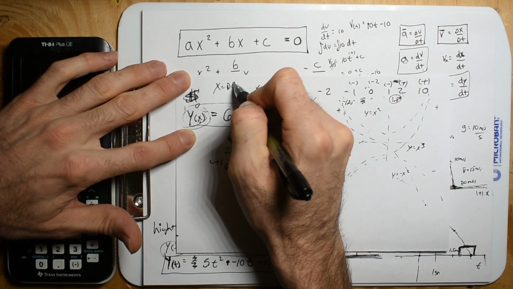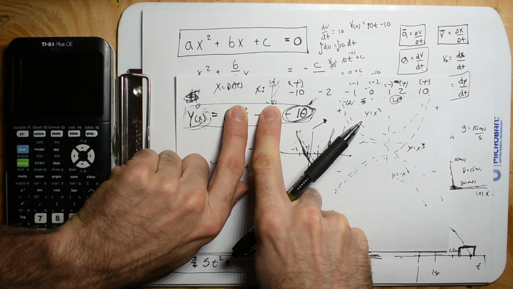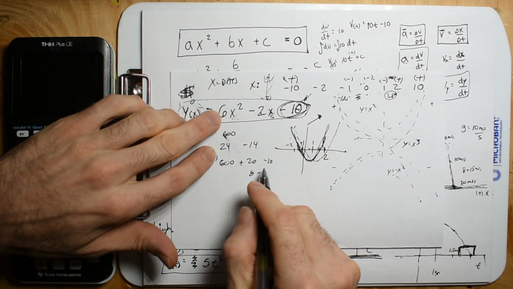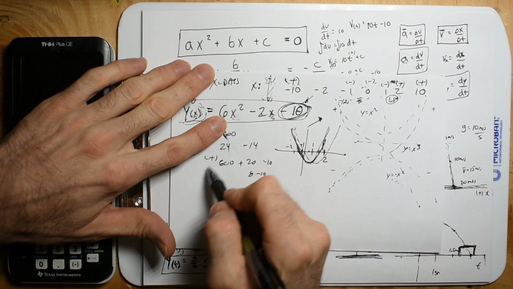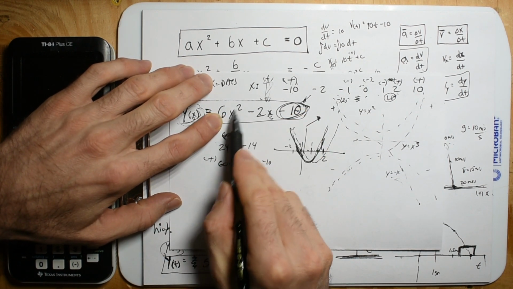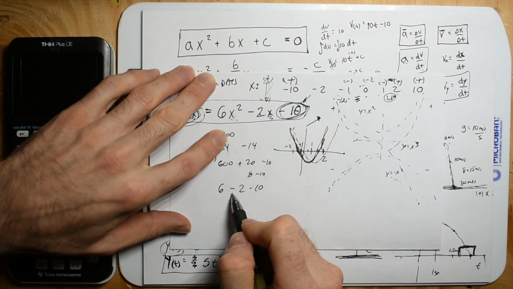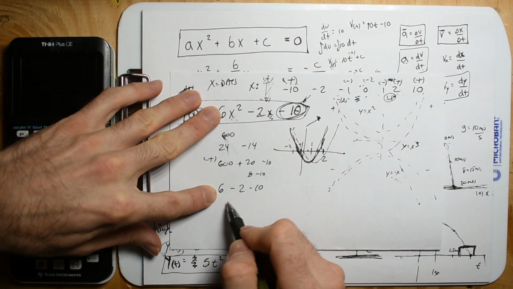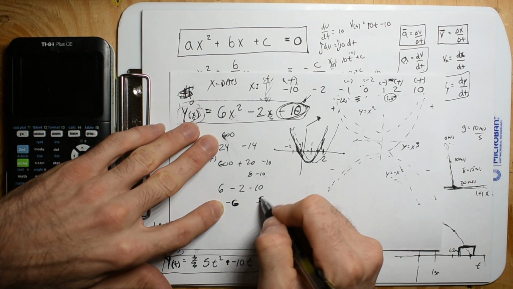X is going to be days. So at 0 days, you have to pay me $10 to join this company. But after the first day, let's see what happens. I still think you owe me money because maybe you have to buy materials and supplies. So if this is 1, this is just 6 minus 2 minus 10, and we're going to have 6 minus 12. Hey, you have to pay $6. So the second day, you have to pay $6.